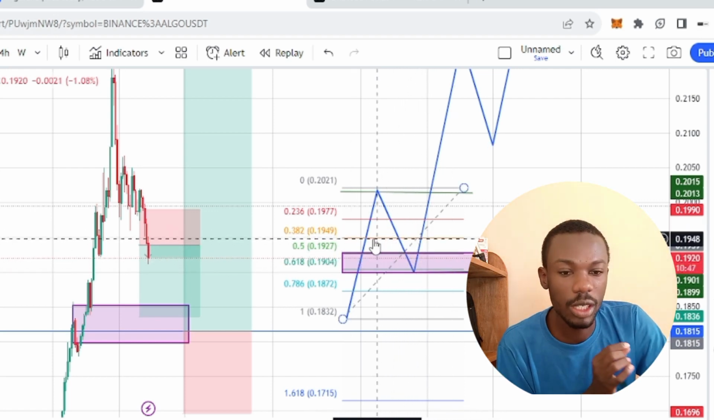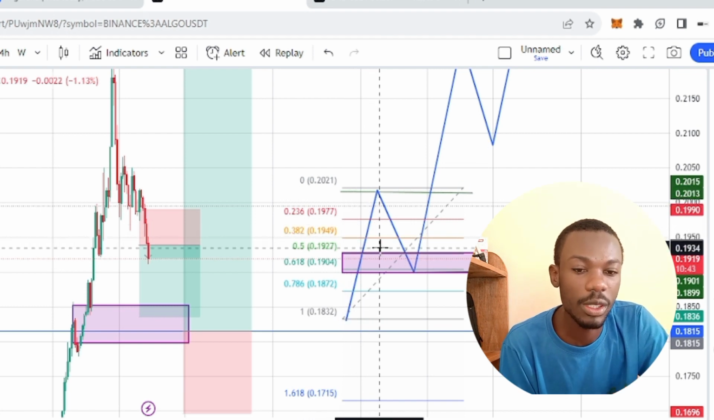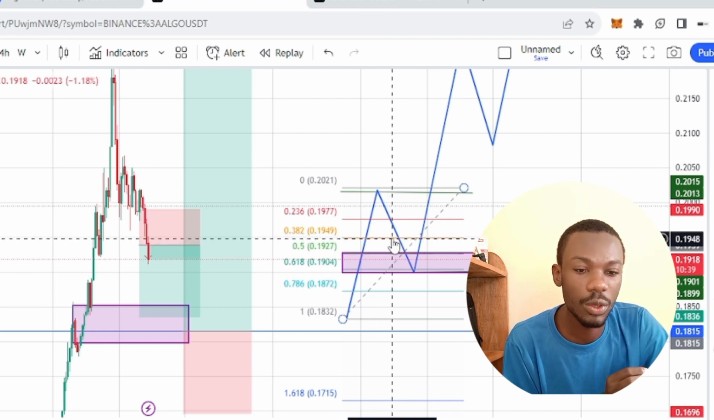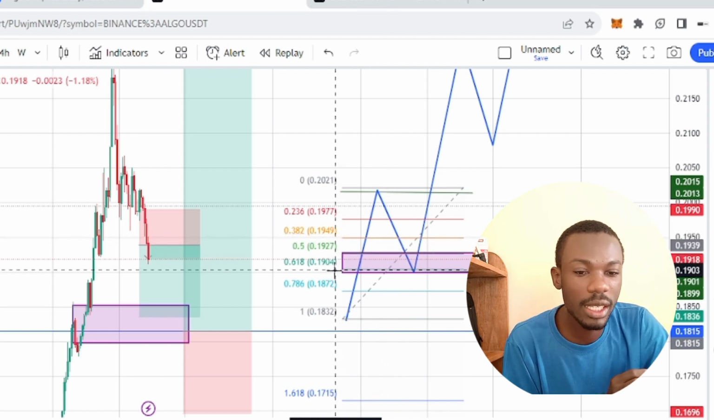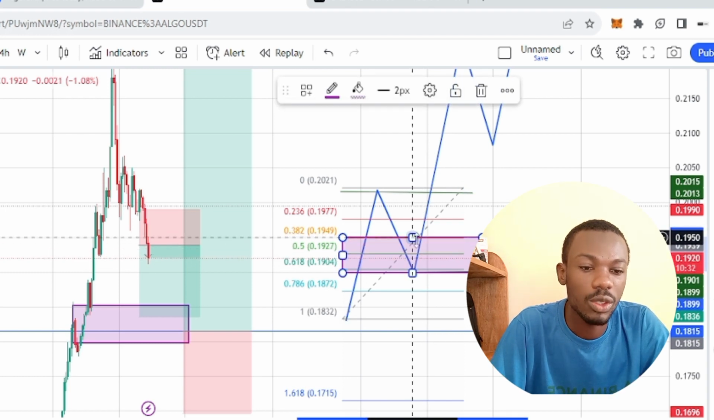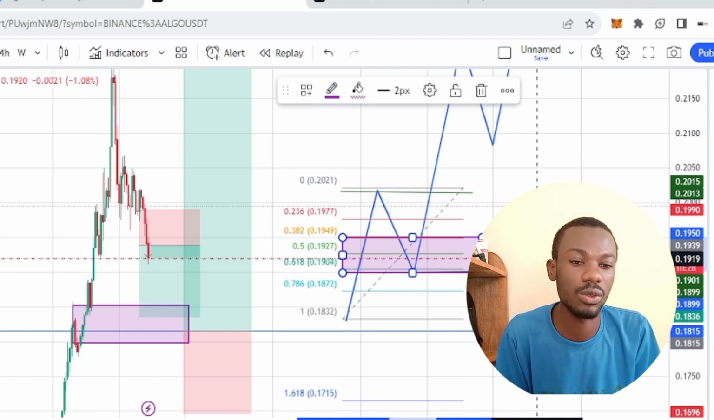Nevertheless, I also take note of other markets. In most cases, sometimes the market turns around 0.382, around this region here. But now I take these three regions, the whole of these regions. I take consideration of those regions, and I see price action at those regions.